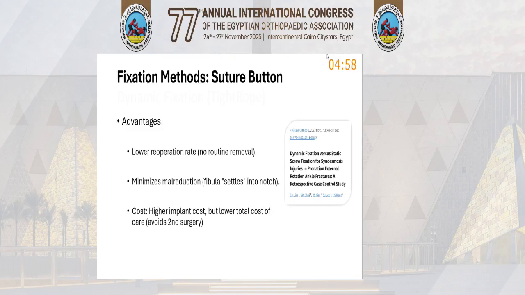It minimizes malreduction because the fibula settles into the notch, and sometimes it can correct itself after an incompletely perfect reduction of the syndesmosis intraoperatively. The implant cost is higher, actually, but they consider that it has a lower total cost of care as it avoids the second surgery, according to Western cost parameters, the hospital cost.